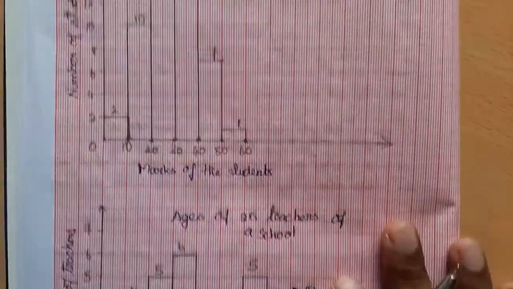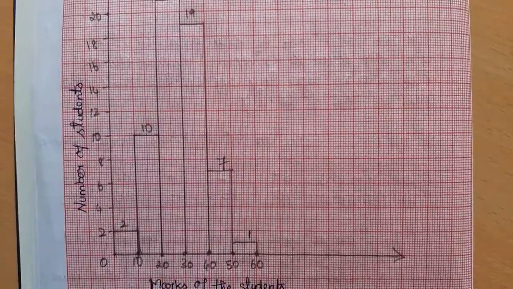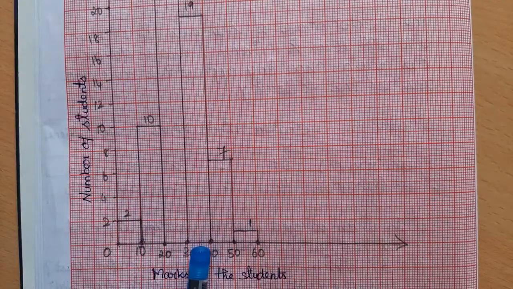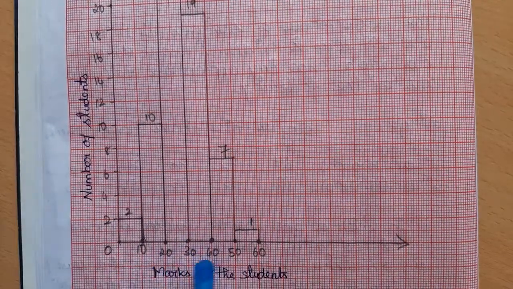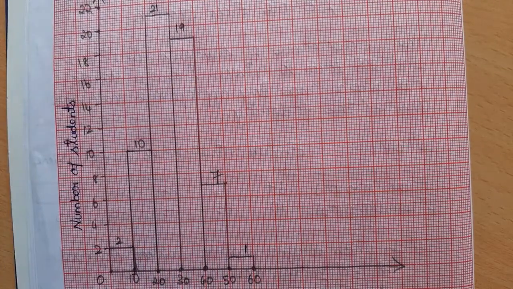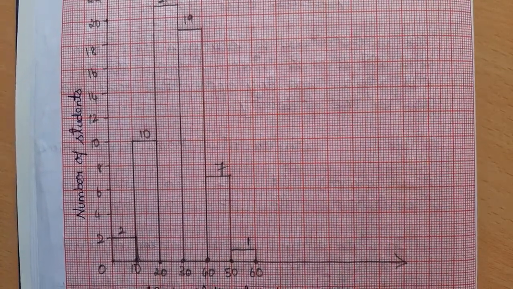But in this histogram, you can see that after 10, continuously 10 to 20 there is the next mark, and 20 to 30 there is the next mark. It is continuous, so there is no gap between the bars of the histogram, right?